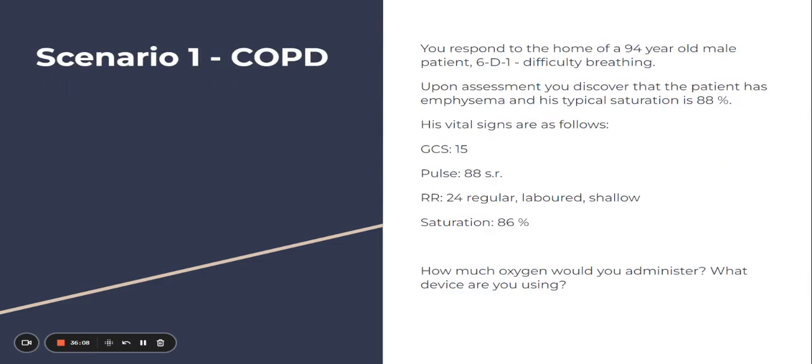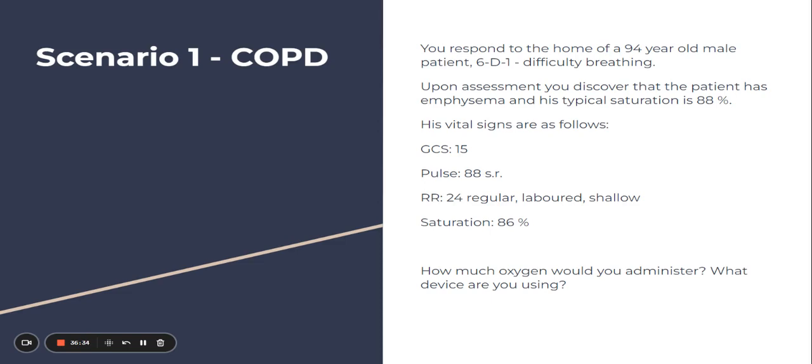So let's look at a couple of scenarios. First one is you respond to the home of a 94-year-old male, 6 delta 1, 6 being difficulty breathing. Upon assessment, you discover that the patient has emphysema and their typical saturation is 88%. Okay, emphysema being I guess one of the categories of COPD. Okay, one of the diseases included in COPD, I should say.